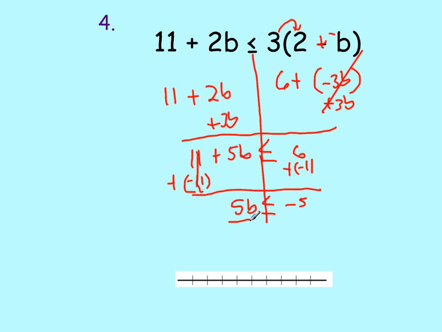I'm going to divide by 5. Now, a lot of students flip the sign here, because they say, hey, I've got a negative over here, I need to flip the sign. No, we always check what we're dividing by. It doesn't matter what this number up here is. It's what's down here. It's a 5. It's positive. So I don't have to do a sign flip or sign change there. It stays the same. And it's going to be negative 1. Negative 5 divided by 5 is negative 1. So negative 1, a closed circle, and we're graphing going to the left.